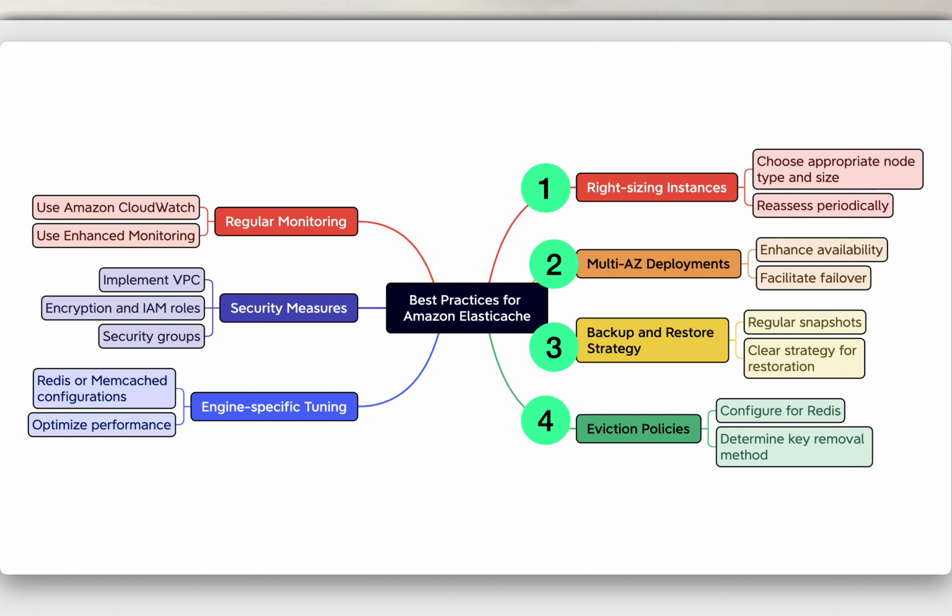4. Eviction policies. Especially for Redis, configure an appropriate eviction policy to determine how keys are removed when memory is full. 5. Engine-specific tuning. Depending on whether you're using Redis or Memcached, fine-tune configurations and parameters to optimize performance. 6. Security measures. Implement VPC, encryption, IAM roles, and security groups to secure access and protect data. 7. Regular monitoring. Continuously monitor using Amazon CloudWatch and enhanced monitoring to proactively address performance bottlenecks and potential issues.